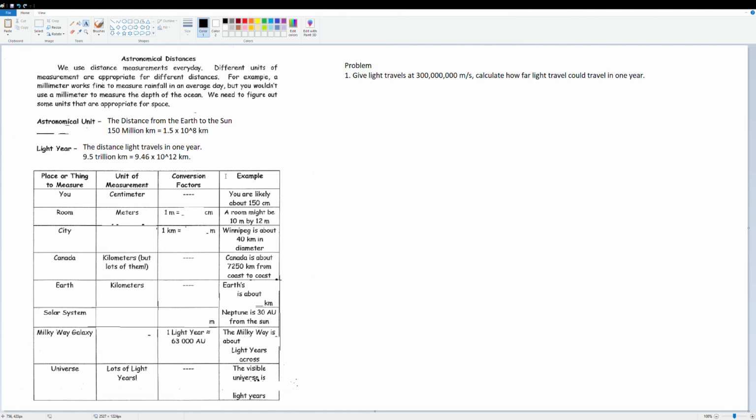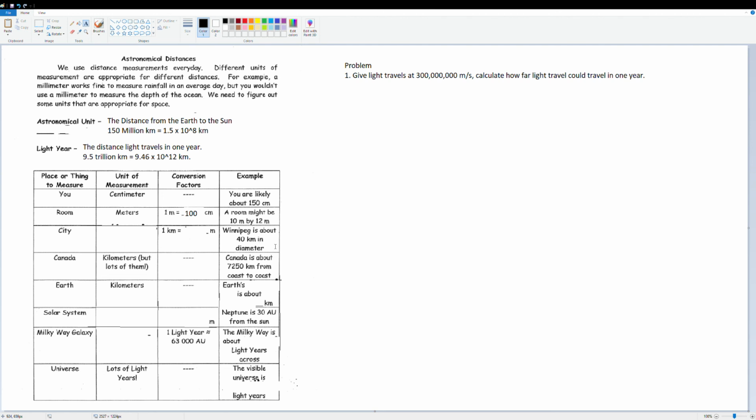So we're just going to go through this chart and work through it. Going from smaller to bigger, the first thing you would think of is centimeters. You are likely about 150 centimeters. Some might be taller, some might be shorter. I'm somewhere around 200, I'm not totally sure. That's the smallest, easiest one. Next is meters, which you could use for something like your room. We know that in a meter there are of course 100 centimeters. So a room might be 10 meters by 12 meters.